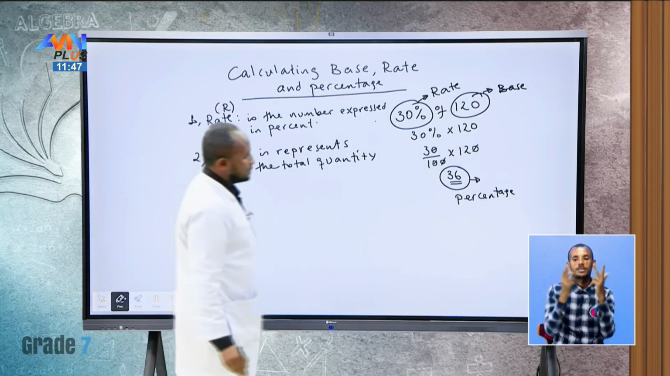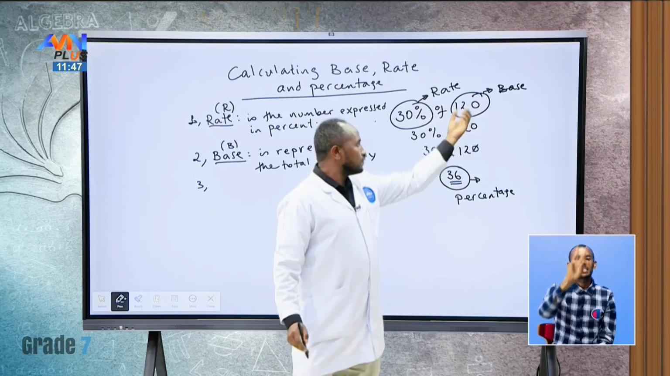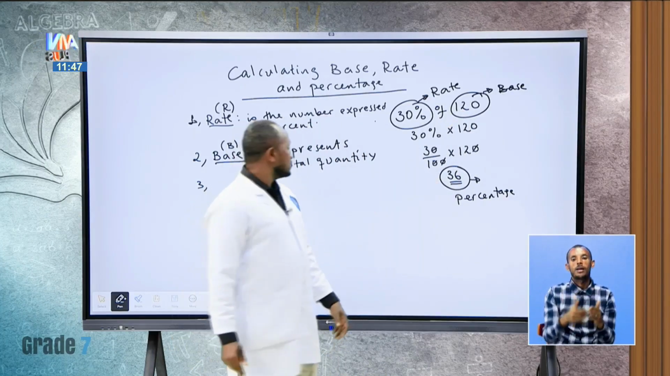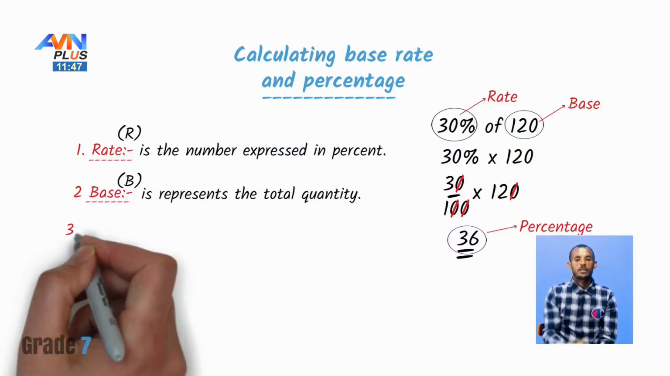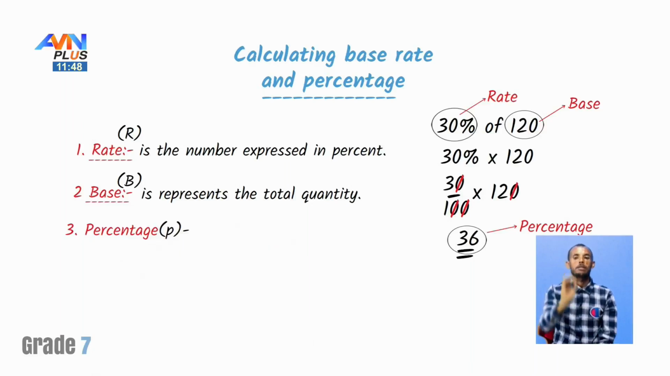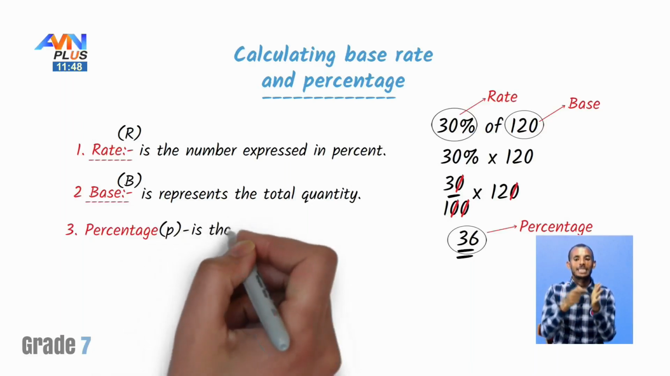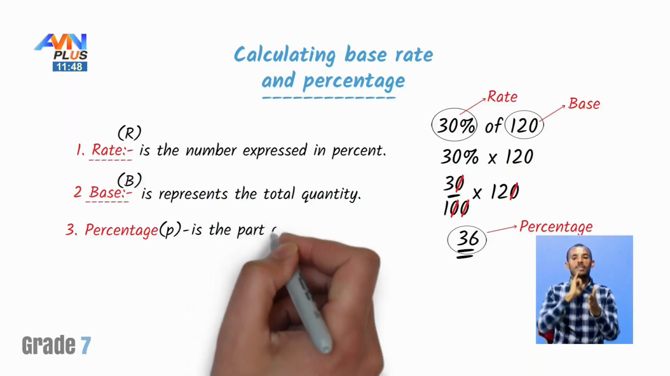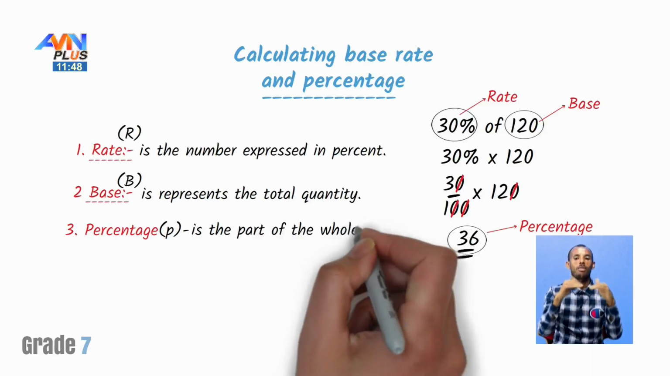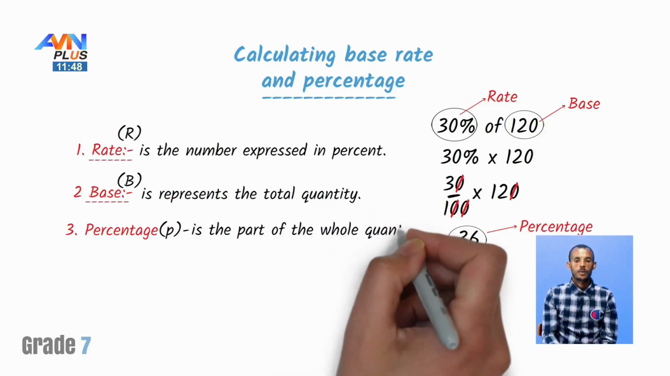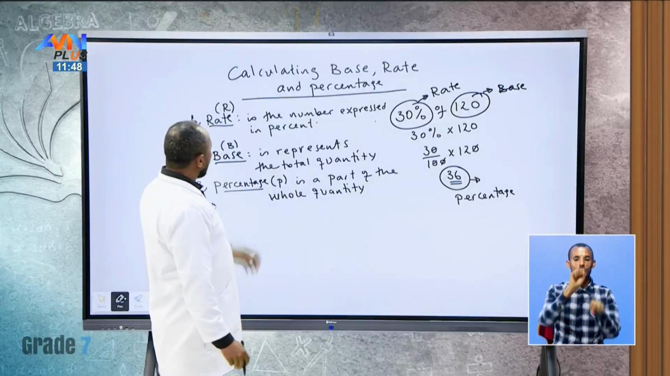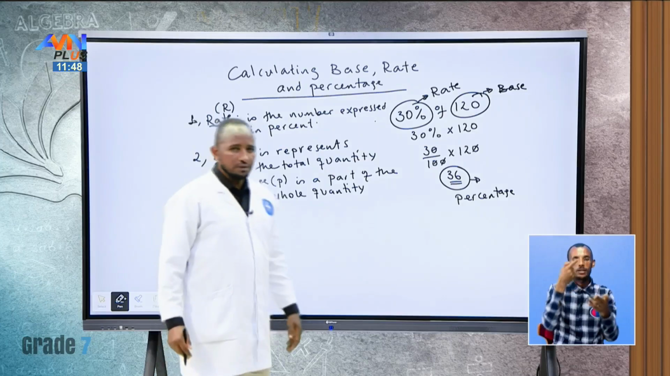Third, this 36, it's a part of the base. The part of the whole quantity, we call it percentage. Therefore, here, percentage, we use the symbol P, is a part of the whole quantity. We call it percentage. So, how do we relate these three quantities?